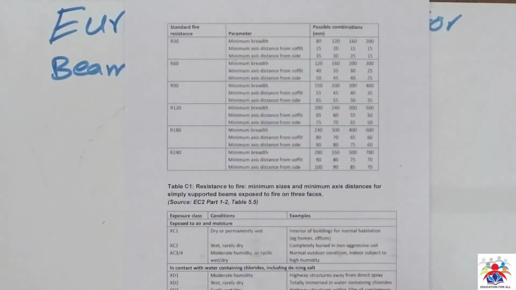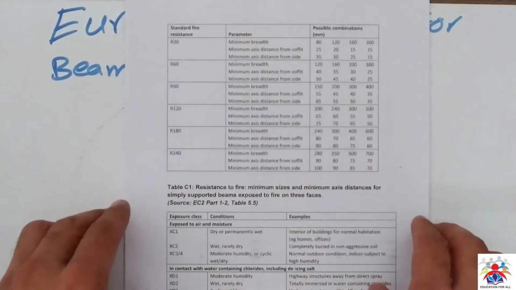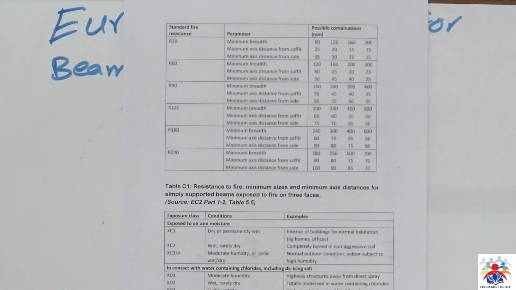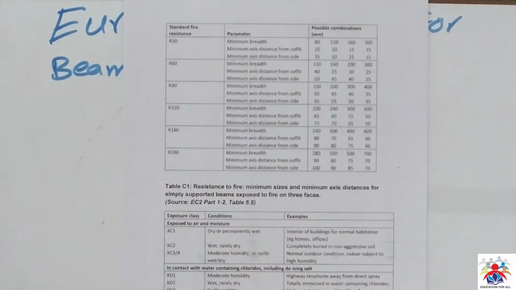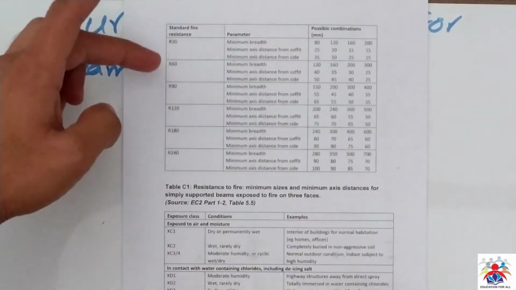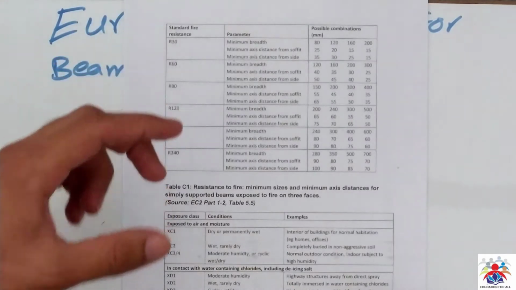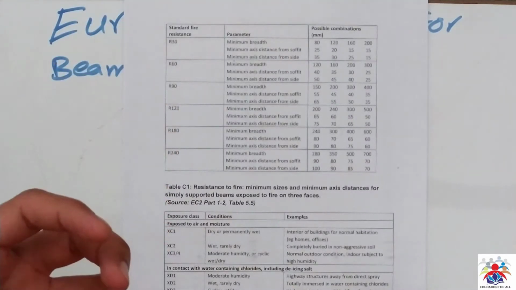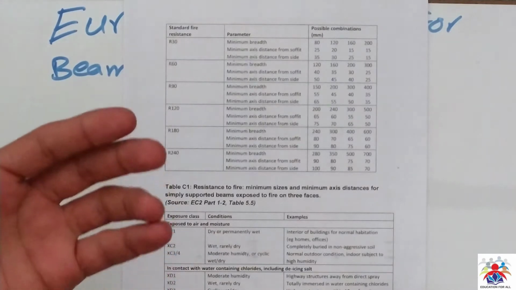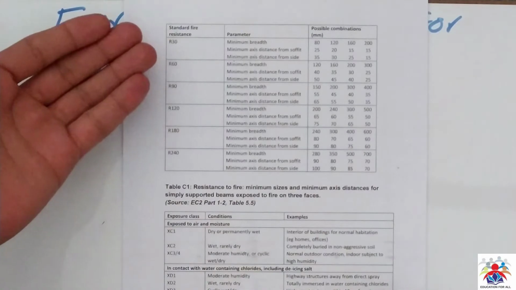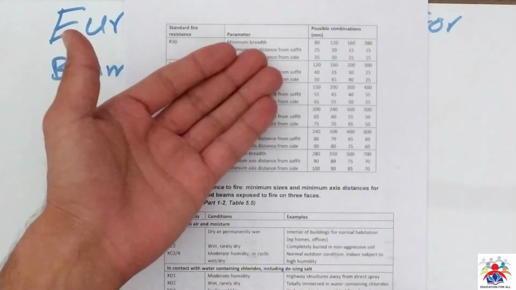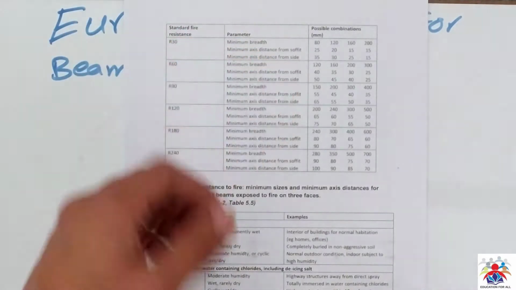The next page includes the tables. These tables are called C1, C2 and C3. Basically, C stands for code. First of all, we have resistance to fire. Whatever data we have in this table is used for concrete resistance against fire. We have R30, which is a resistance class. We have parameters, minimum breadth, minimum axis distance.